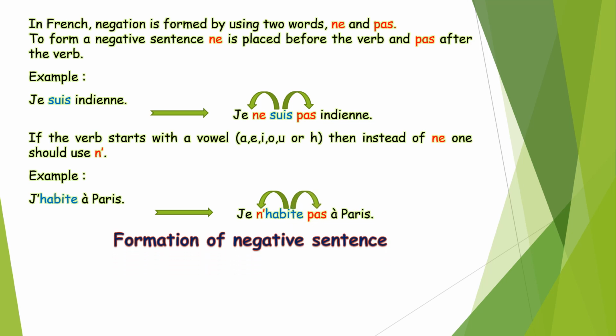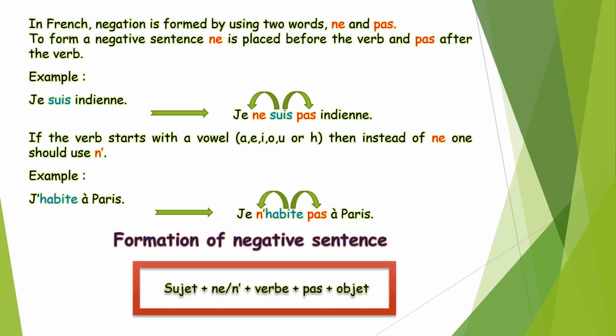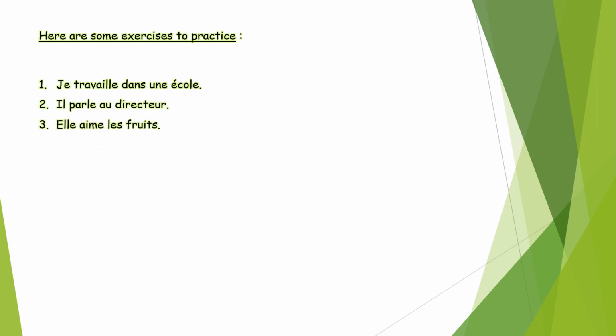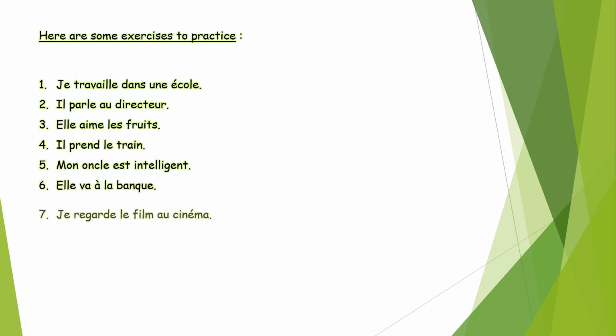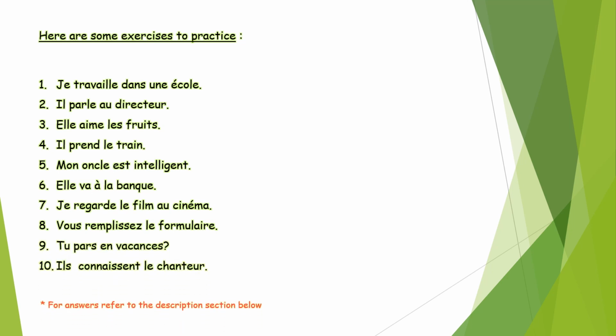Formation of negative sentence. Sujet plus ne ou un apostrophe plus verbe plus pas plus objet. Here are some exercises to practice. For answers, refer to the description section below.